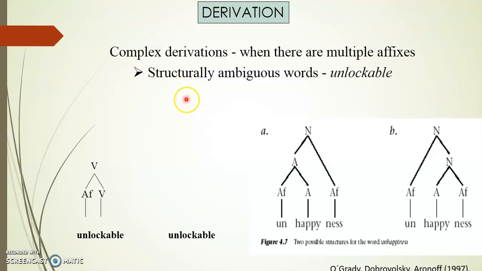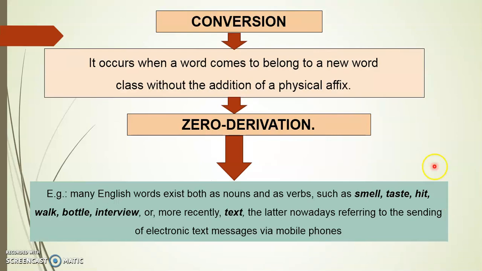And sometimes there are some complex derivations when there are multiple affixes. And some words are structurally ambiguous, and this is what is explained in the video later. So have a look at unlockable. There are two ways of analyzing it. Analyze it the same as unhappy. First we have the affixes. Generally we start this way, to the right, then we add to the left. Generally we do it this way, but you can do the same.